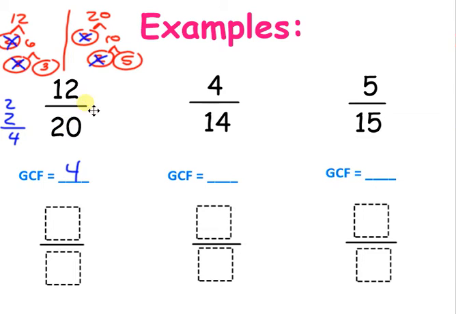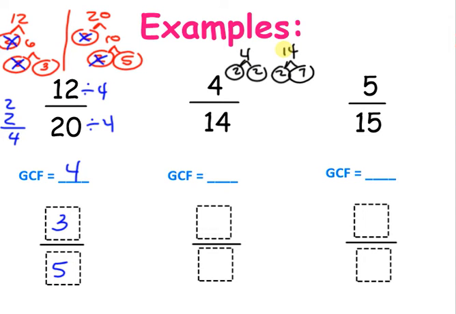So now step 2, once I found my GCF, I need to divide it. So 12 divided by 4 is 3, and 20 divided by 4 is 5. And so my new fraction is 3/5. All right, over here I have 4/14. I'm going to make two factor trees really quickly. That first one was super quick. This one is going to be just as quick.